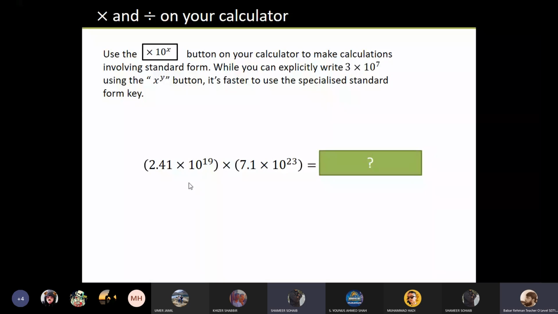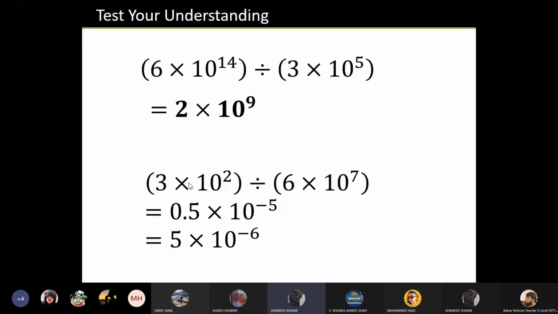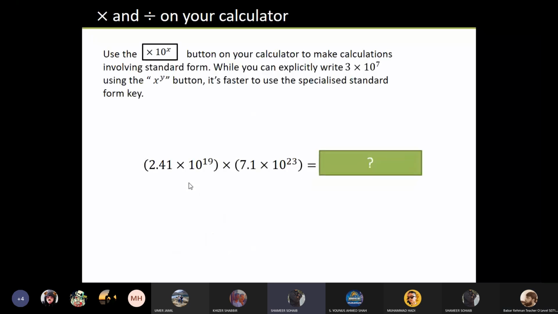Excuse me, sir. Yes, sir, I have a question. Sir, please go back. Sir, how did the 2 come in the first question? 6 divided by 3 is 2. Okay, thank you, sir. Okay, students, the answer is 0.33 times 2.41 multiplied by 7.1. How much did you get?